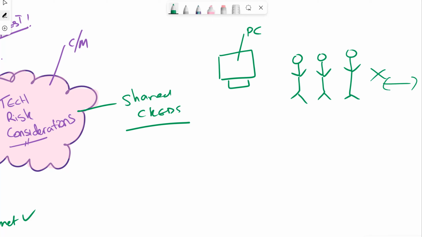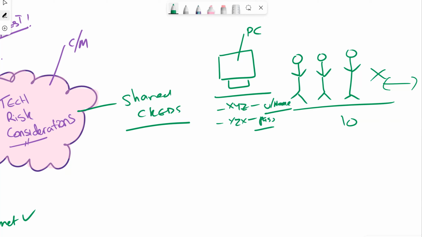So we had the 10 people here that were using a shared account. They had an XYZ username and an XYZ password, or YZX, the other way around, right? That's the password and that's the username. And each of these 10 users would all use that shared account to go to that machine and log in, right? And that's a big no-no. We don't want shared accounts, and I'll explain why.